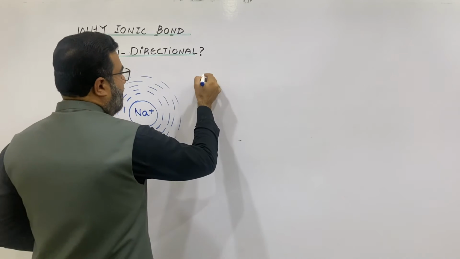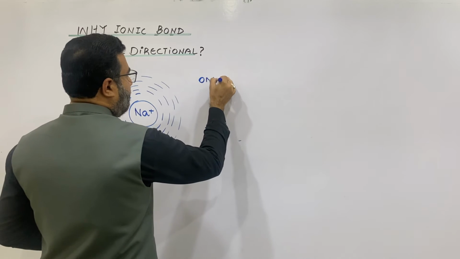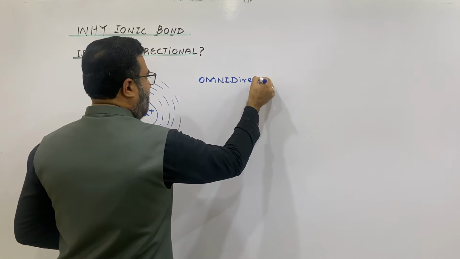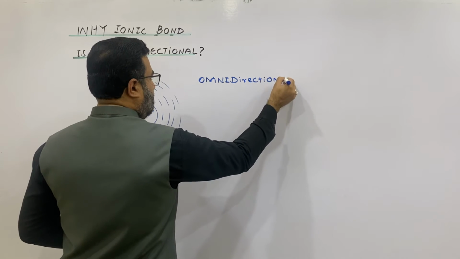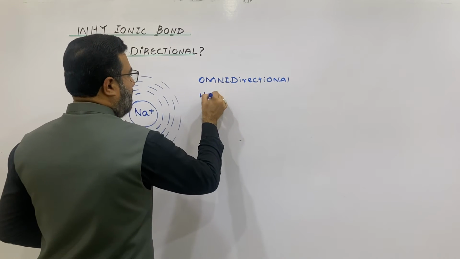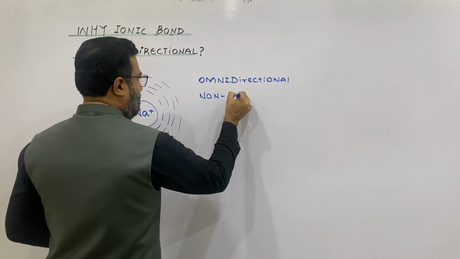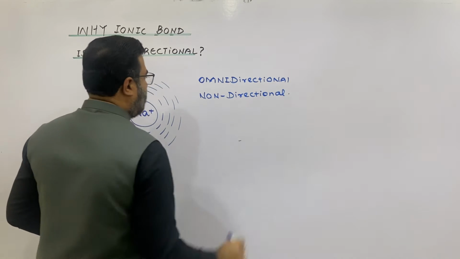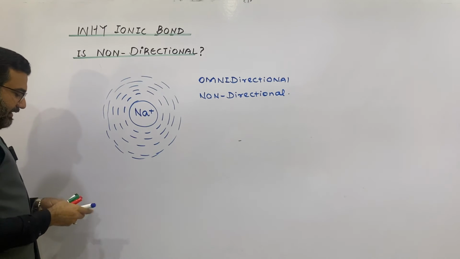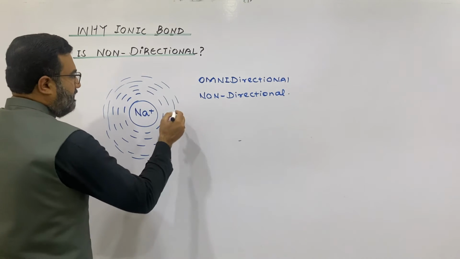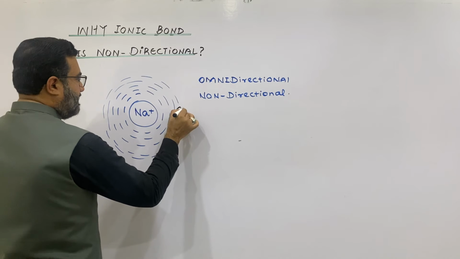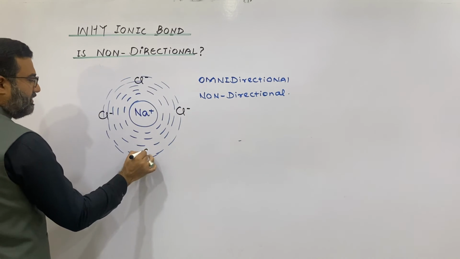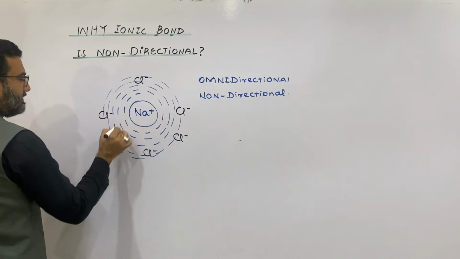We can say that its electric field is omnidirectional, meaning in all directions, or you can say non-directional, meaning with no specific direction. If there is an anion that comes close to this cation, it can experience the electrostatic force of attraction from all directions.